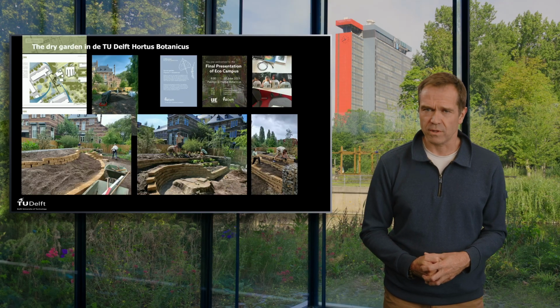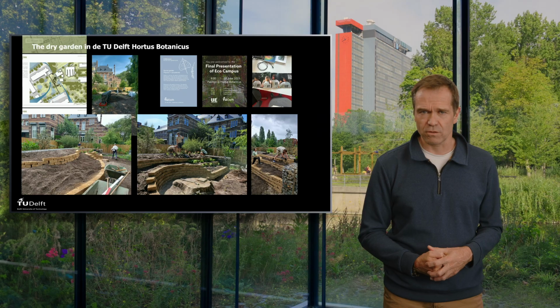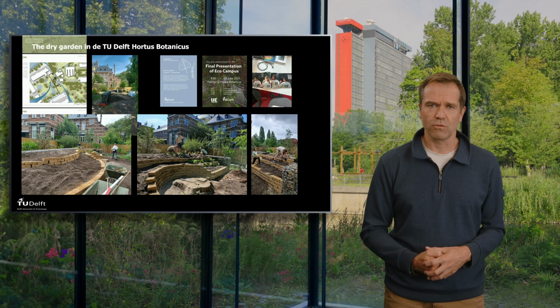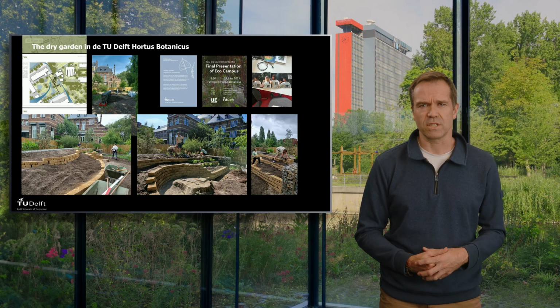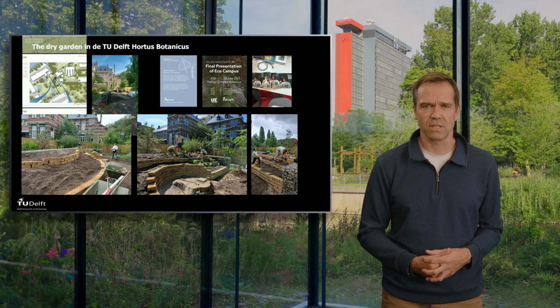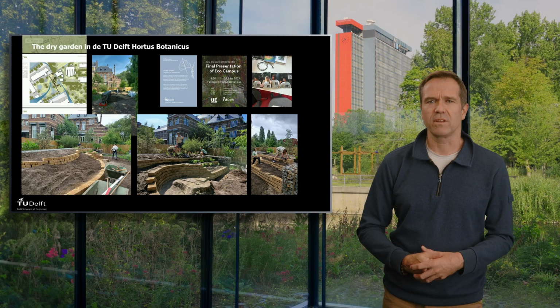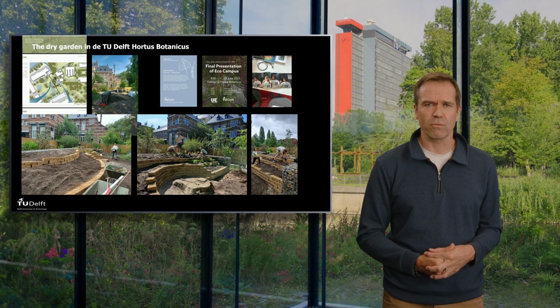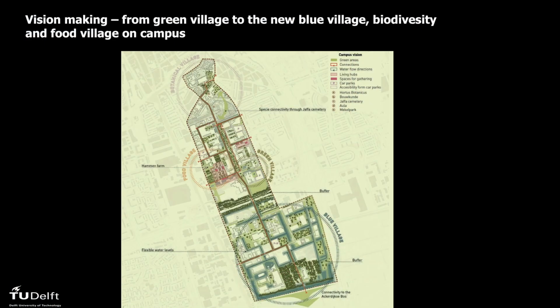Another one is in the Hortus Botanicus, where we created a dry garden to show that it's possible to garden using little or no water in summer. And this is necessary to reduce the water consumption of our cities. Students of landscape architecture and urbanism designed and built it with the help of the tutors. Designing on the eco-campus also meant being involved in the vision making we already showed, and that it's necessary to think at systems level.